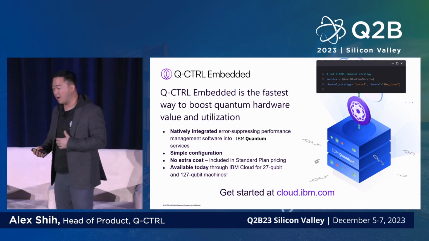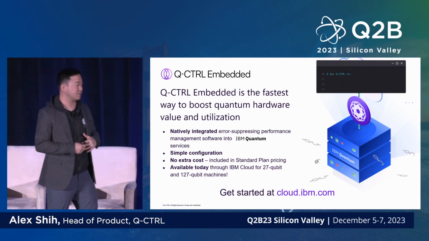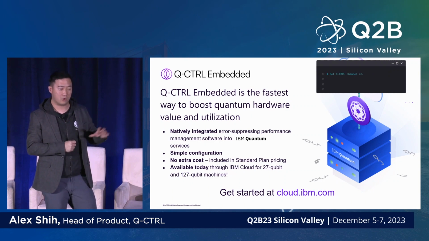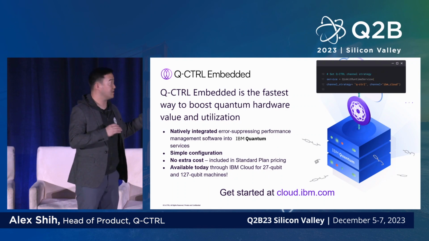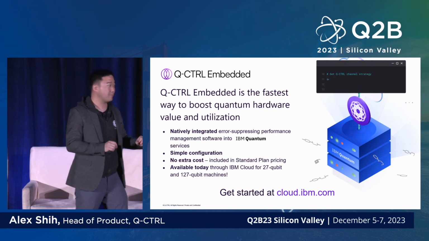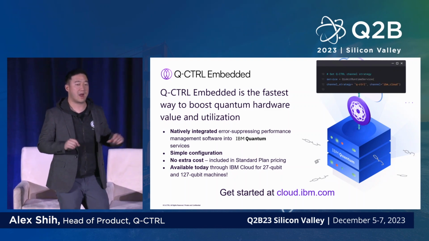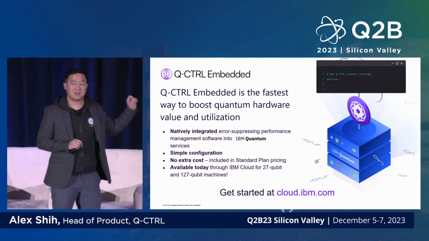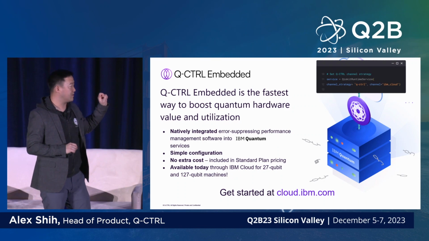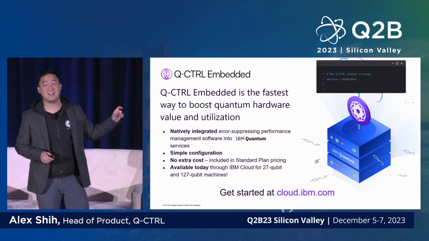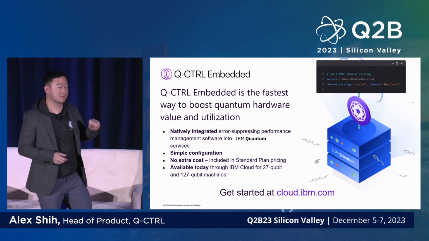So one of our other product principles here is to live where users live. And so what we've done here, which I'm really excited about, and I'll walk through a quick step-by-step flow of this, is we have natively integrated our error suppression pipeline on IBM Cloud and within IBM's quantum platform. And so it's natively integrated, same thing, simple configuration. I'll show you that it's just one line of code, the one line setting that you have to set up in your Qiskit scripts.